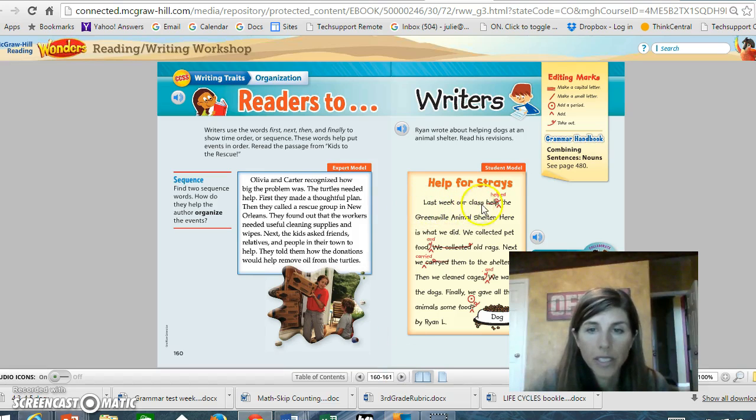Last, I'll read this paragraph that someone has corrected. Last week our class helped the Greensville Animal Shelter. Here's what we did. We collected pet food and old rags. Next we carried them to the shelter. Then, so next is a time order word, and last week is a time order word. And then we cleaned cages and we walked the dogs. Finally, another time order word. We gave all the animals some food. So this is a narrative using time order words, and so you can use that.